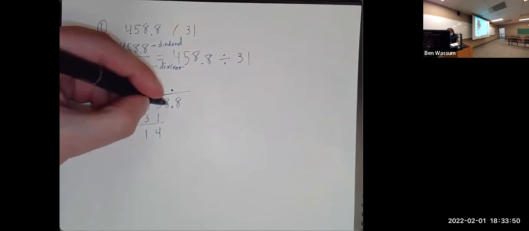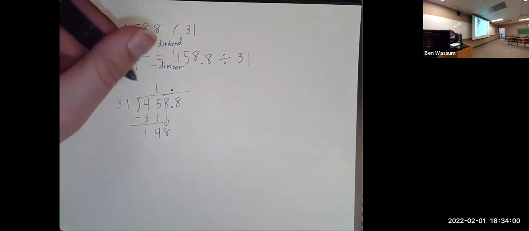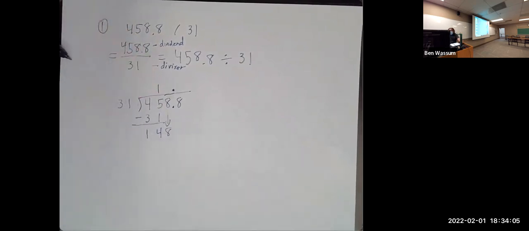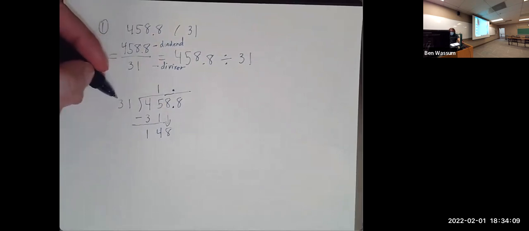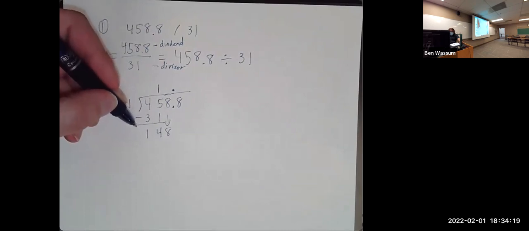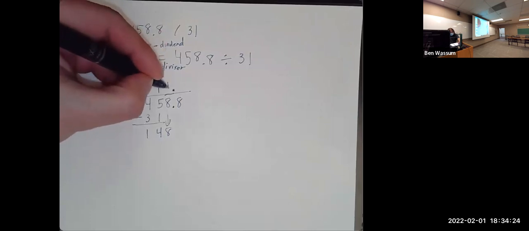And every time you bring down your next digit, so 148. Then you would say, okay, how many times does 31 go into 148? Well, that's a tricky one. But I know 3 times 5 is 15. So if I multiply this by 5, it would be a little over 150, of which this is not. So I'm going to assume 4. We're going to roll with 4. Let's see what happens when I multiply it by 4.